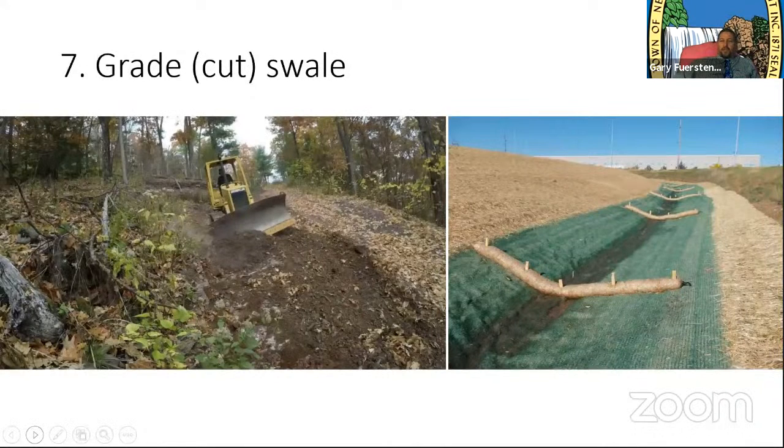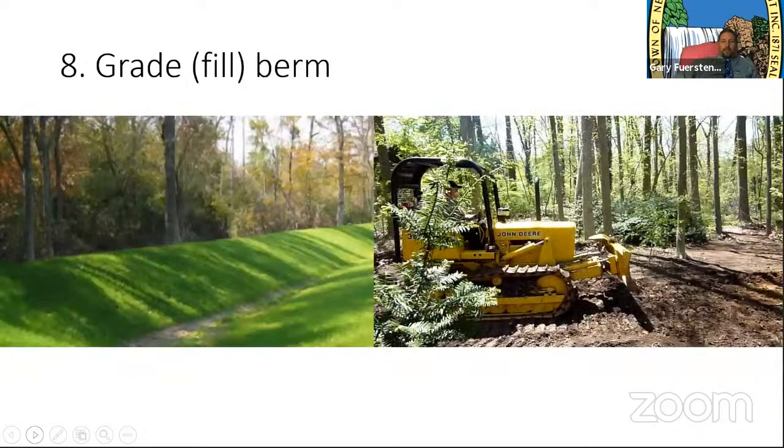We would grade the swale, cut the swale using a bulldozer like you see on the left, and leave us a V-shaped swale like you see on the right. Next. And again, we would grade the berm using the bulldozer here that you see on the right, leaving us a berm like you would see on the left there. The berm would be between the swale and the private properties. So essentially, make it virtually impossible for any water to cross the berm and get onto private properties.